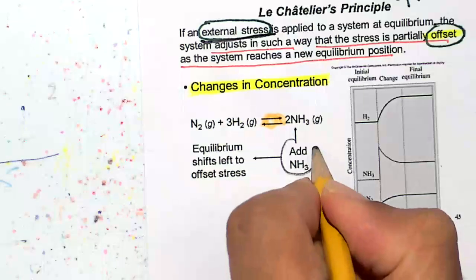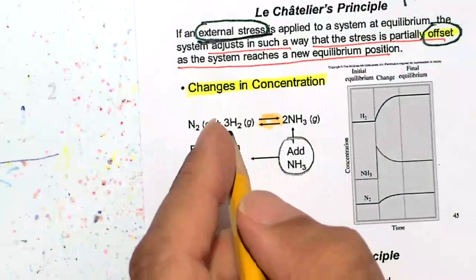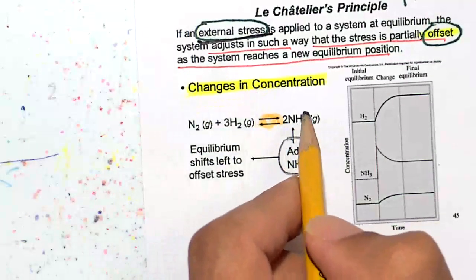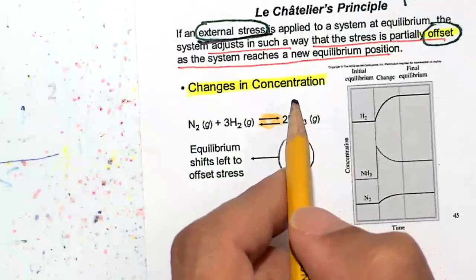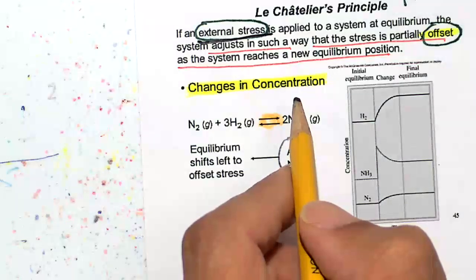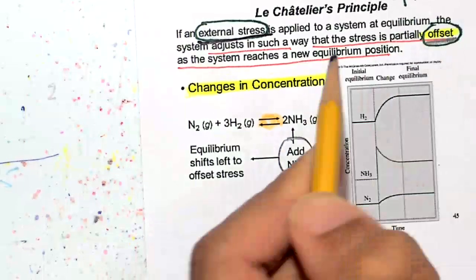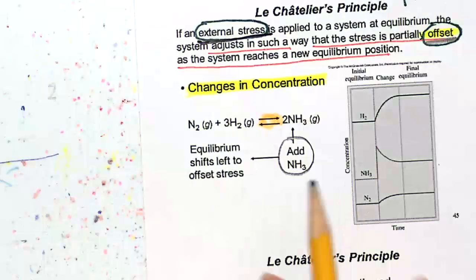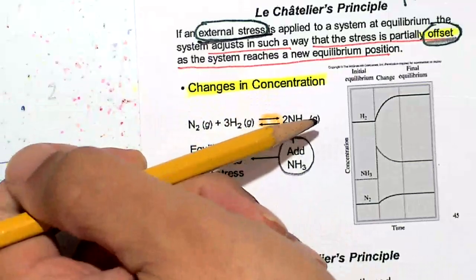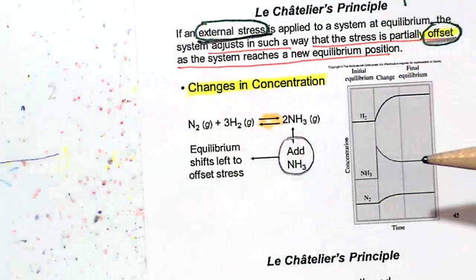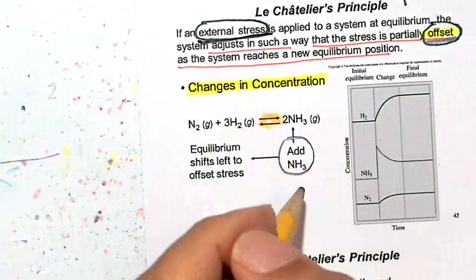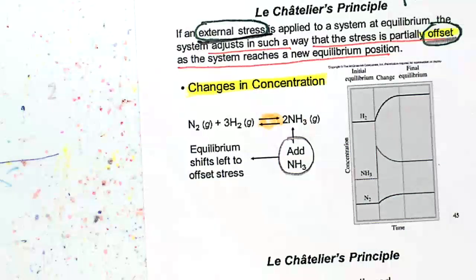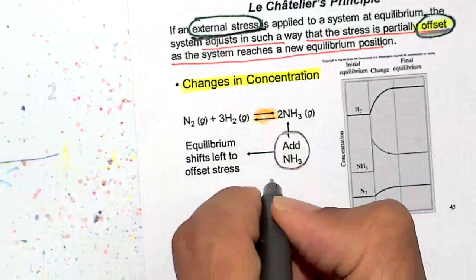So what happens if I add NH3? What will the reaction do? Where will it shift? Will it shift to the side that has more NH3, after all, you added it? Or will it shift to the side to offset and remove that NH3? If you add NH3, it doesn't make sense for the reaction to make more NH3. It will go to the side that removes the NH3 we added. So if we add NH3, where will the reaction shift in this equilibrium? It will shift left to the reactant side.